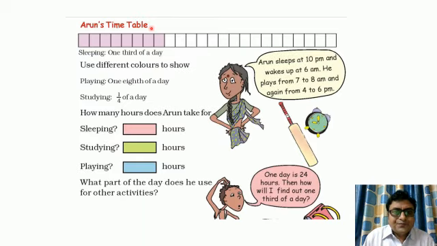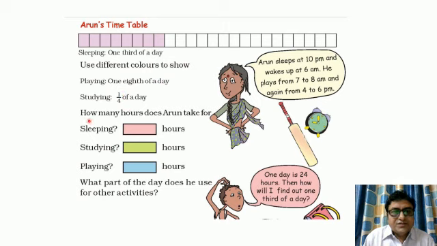Arun's timetable. Arun spent different hours for different activities. Like for sleeping, Arun spent one third of a day. For playing, 1/8 of a day. For studying, 1/4 of a day. You have to use different colors to show these activities.